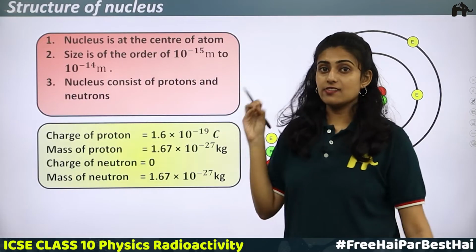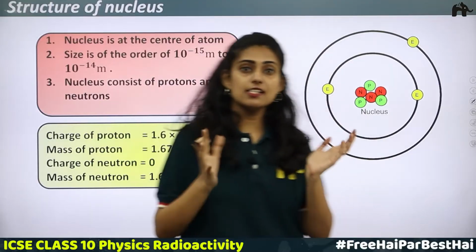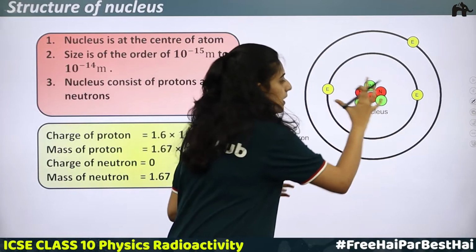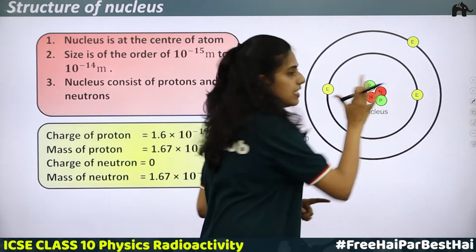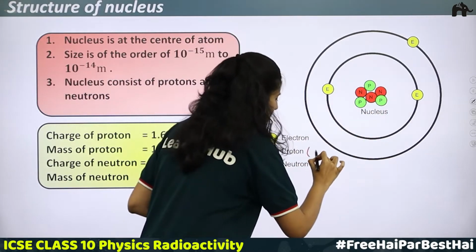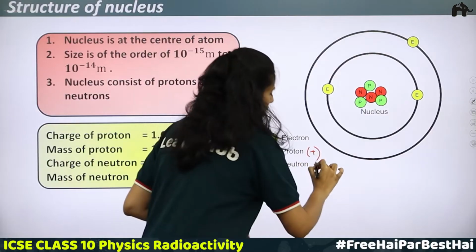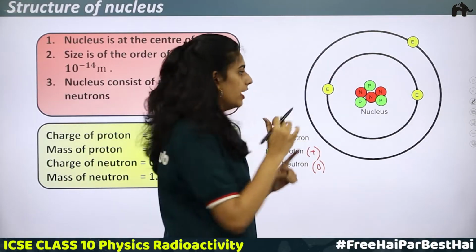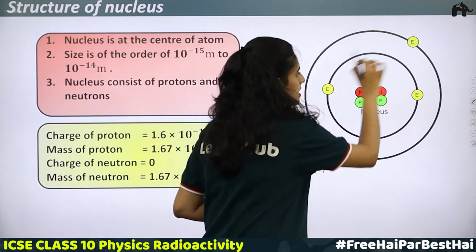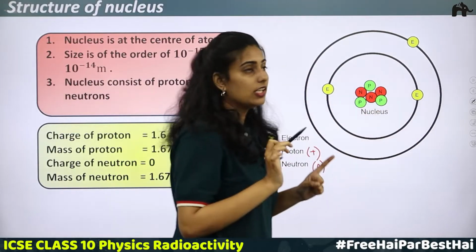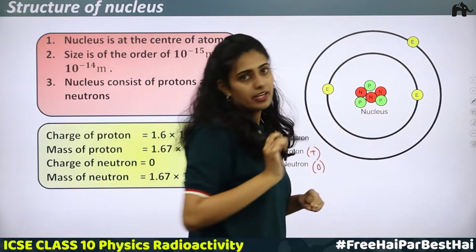Structure of nucleus. We have studied the structure of atom. Now let us take the structure of nucleus. Nucleus will be at the center of an atom. Inside the nucleus you will be having protons and neutrons. Protons are positively charged, neutrons zero charge. There is no charge in neutrons. Okay, they are neutral particles. Now these electrons will be revolving in circular orbits around the nucleus. So electrons are not contained within the nucleus.